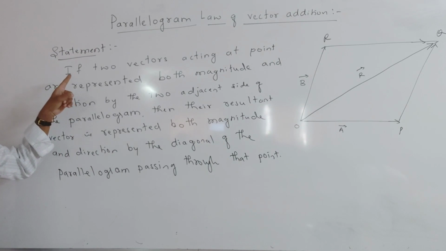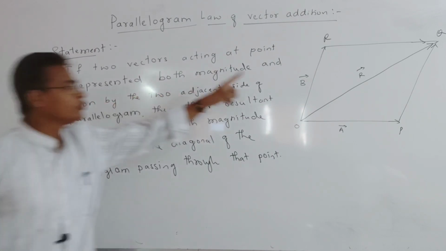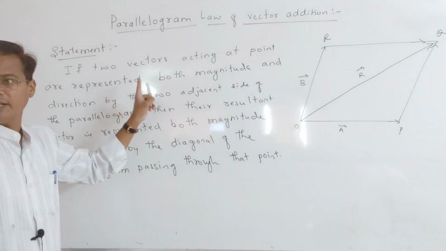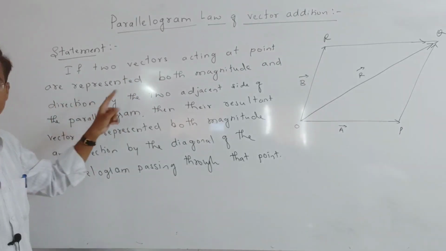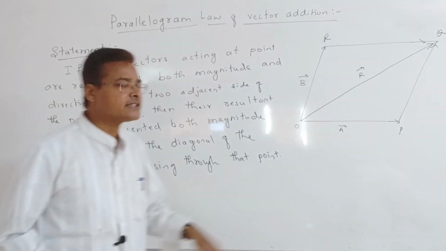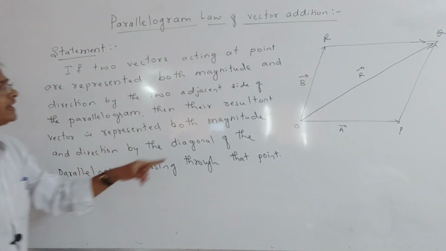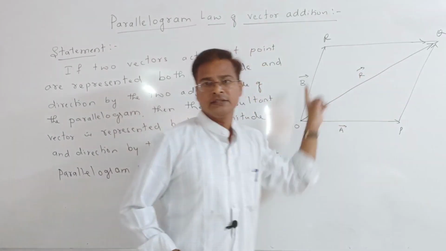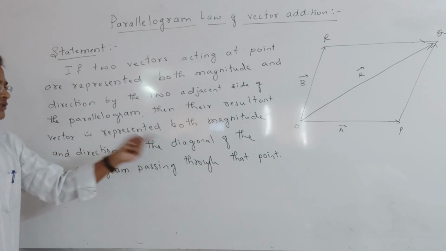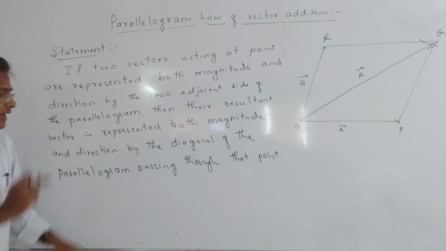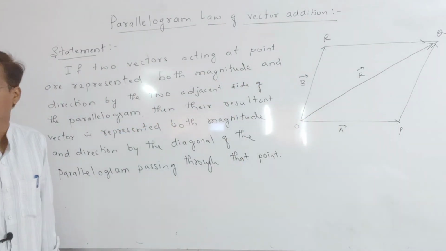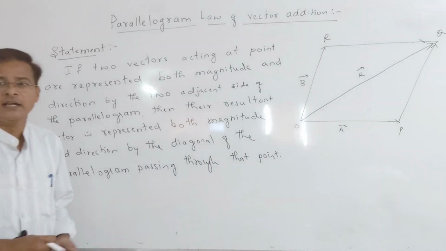If two vectors acting at a point are represented in both magnitude and direction by the two adjacent sides of a parallelogram, then their resultant is represented in both magnitude and direction by the diagonal of the parallelogram passing through that point. Same point it is passing. This is the statement of the parallelogram law.